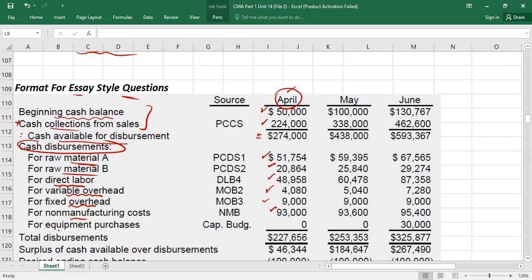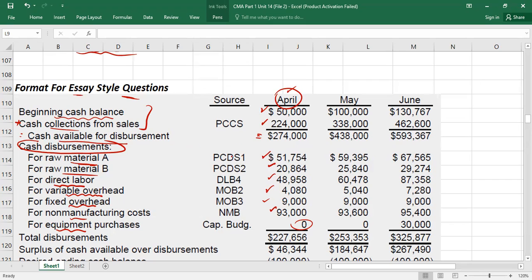For example, maybe for the equipment purchase, I have nothing to do here. Maybe I'm not planning to buy any non-current asset, for example, in the month of April. So this value is 0. If you're buying any non-current asset, maybe you are paying 30, 40, 50,000, whatever amount it is. So you will write it in.